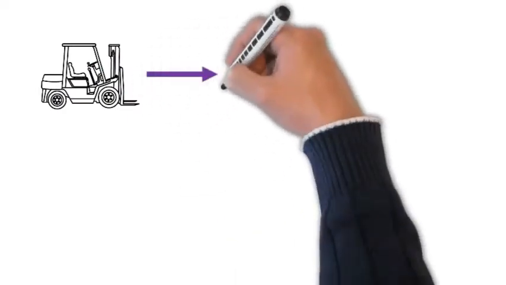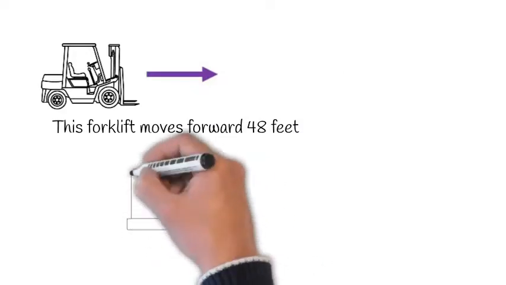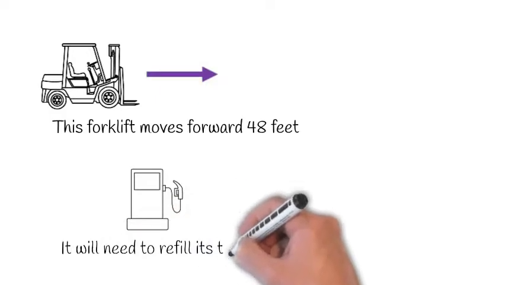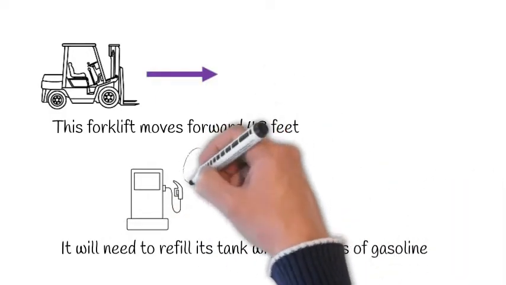Here's a forklift. This forklift is going to move forward, and we'll say it moves forward 48 feet. Here's a gas pump. We'll say it needs to refill its tank with 5 gallons of gasoline. When we actually use these kinds of quantitative measurements, we're using units.